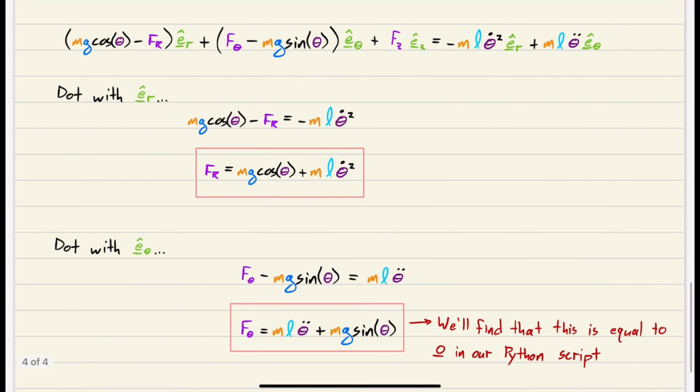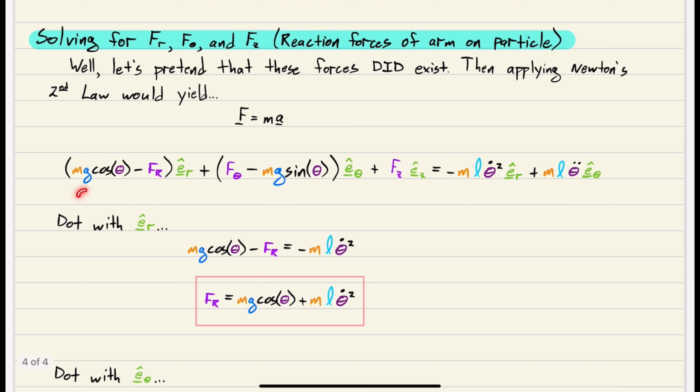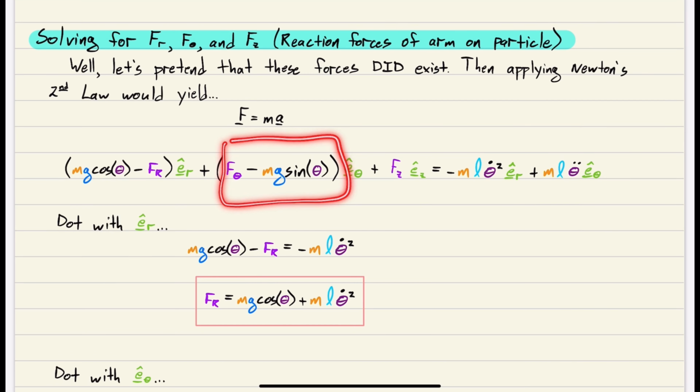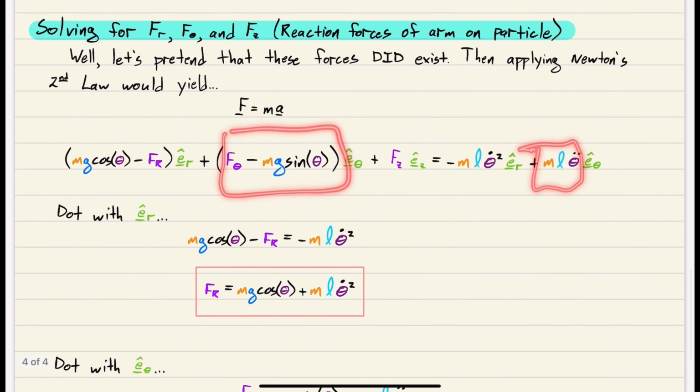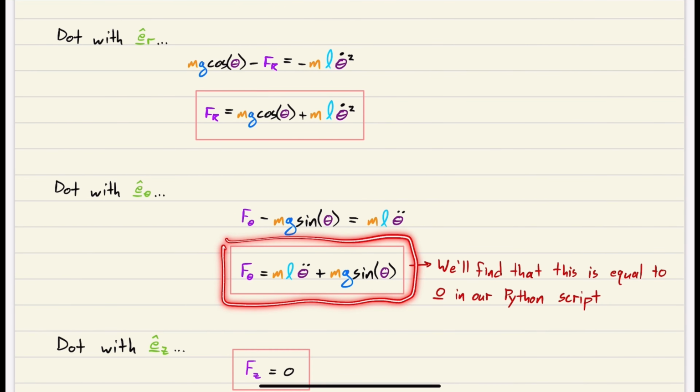Now let's do the same thing. We're going to dot with the E theta component. When we dot with the E theta component, this term goes away, this term goes away, this term goes away, right? E theta dot with E theta is 1, right? So we're only left with this and this right here. We can solve for F theta, and F theta is going to give us this expression.